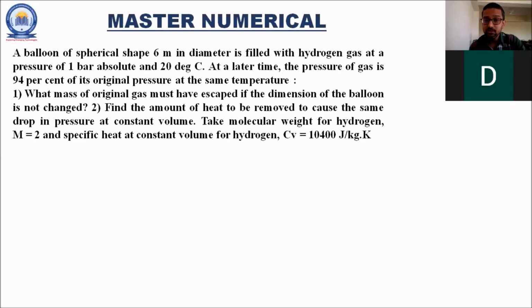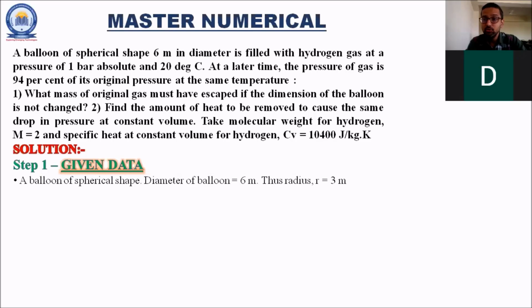Take the molecular weight of hydrogen, that is capital M equal to 2, and the specific heat at constant volume for hydrogen, that is Cv, equal to 10,400 joule per kg Kelvin. So let us understand this numerical slowly and steadily. Firstly, mentioning the solution, writing down the given data.